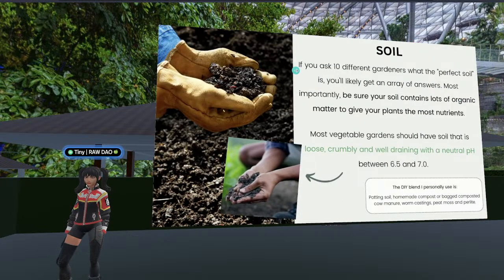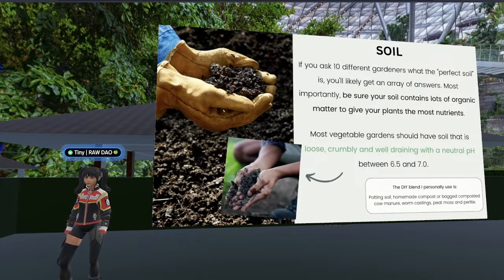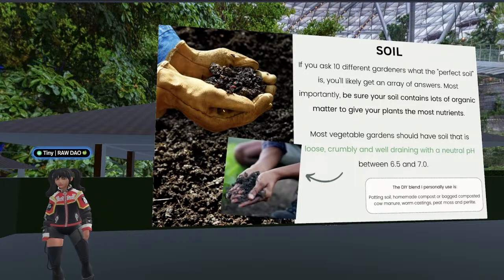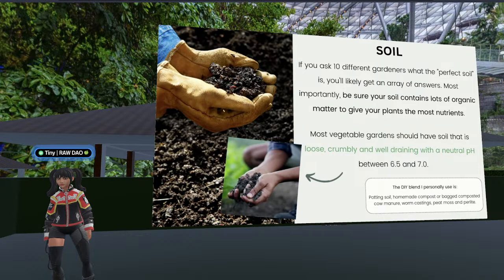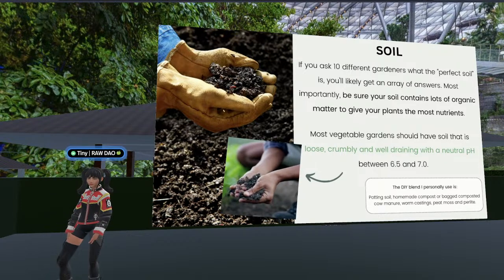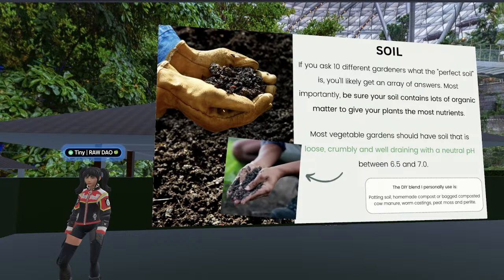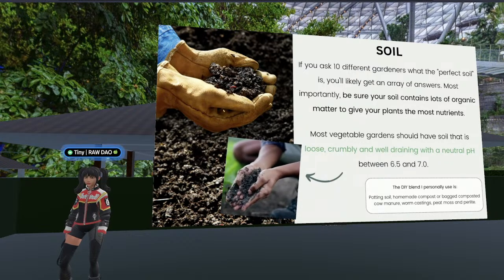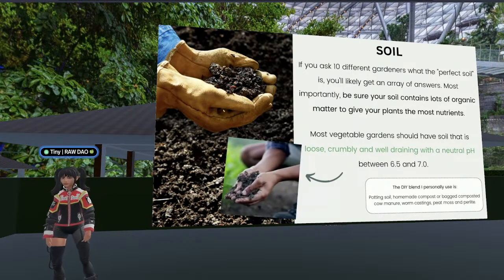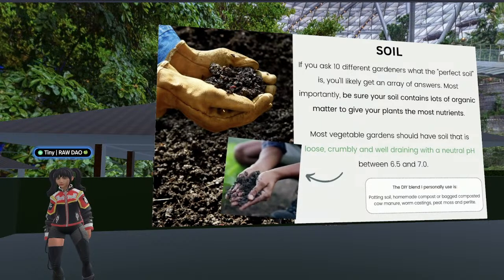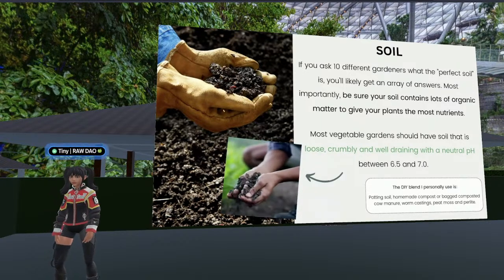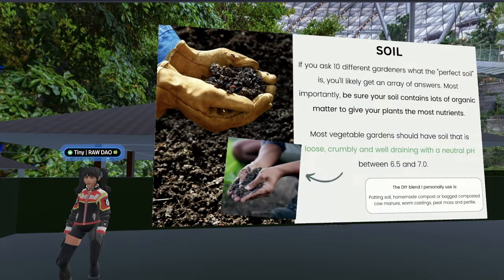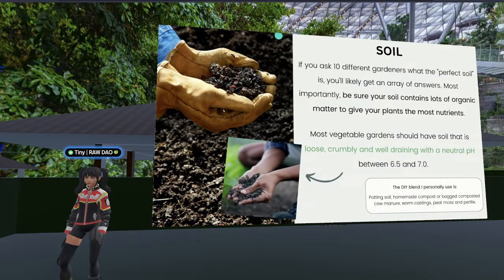If you ask 10 different gardeners what the perfect soil is, you'll likely get an array of answers. I would say just make sure that it has a lot of organic matter. Overall, your soil should be loose, crumbly, well draining, and have a neutral pH, so between 6.5 and 7. I put the blend that I use down there again. I use Kellogg's raised bed potting soil, Black Cow composted manure, perlite, peat moss, and worm castings as a general mix. For my carrots, I added more sand just to make it a little looser. But overall, that is what I use.